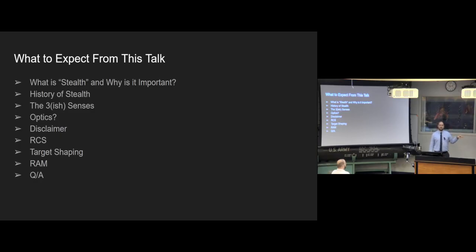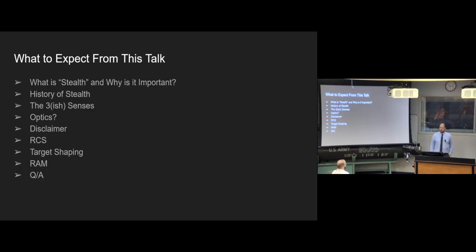There's a slide about the three-ish senses where I'm going to talk about detection techniques besides radar that have to be taken into consideration, but radar is the single most important detection technique that anyone uses. So we will be emphasizing that, and that is what most stealth technology is directly focused on mitigating. Then we're going to do a brief discussion about optics. There's a disclaimer, and then we're going to go right into the big ticket items, radar cross-section, target shaping, and radar absorbent materials. And then we'll have a Q&A basically the rest of the time. I'll stay here as long as I need to answer any questions that anyone may have.